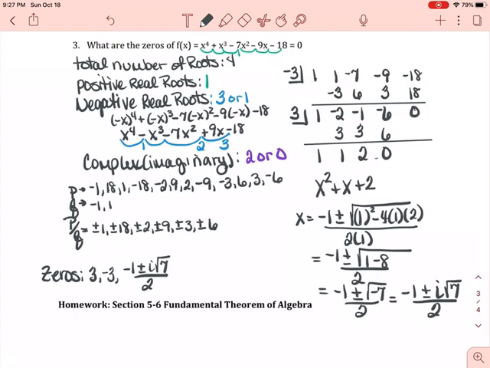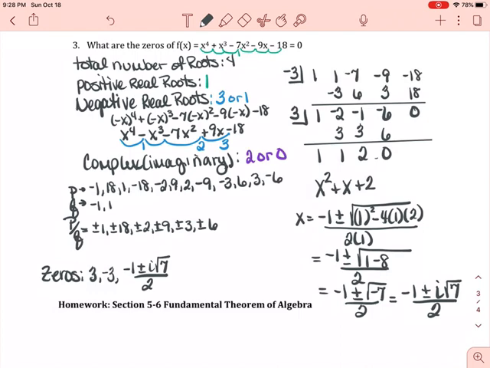All right, so we had total number of roots is 4. Positive, there was only one sign change. Negative real roots, there were 3, decreased by 2, or 1. And complex or imaginaries were 2 or 0. So I listed all my P's and all the Q's, so you have plus or minus 1, plus or minus 18, plus or minus 2, 9, 3, and 6. When I graphed it, it crossed at negative 3 and 3, so I put them on the shelf.